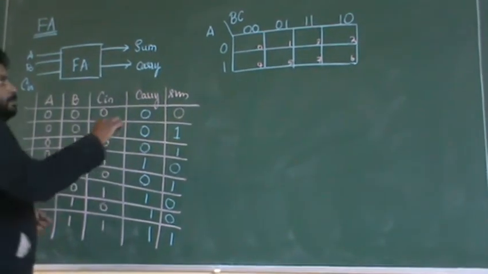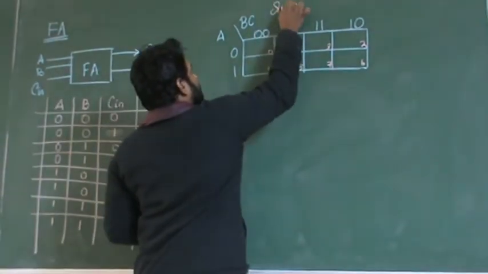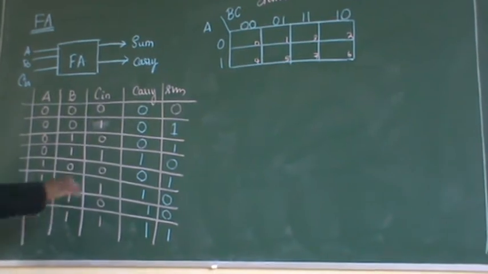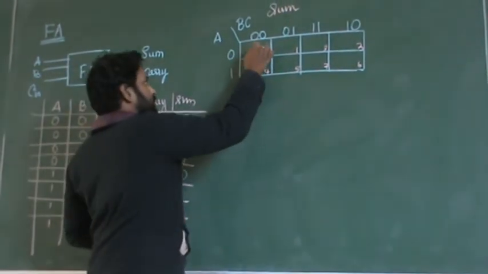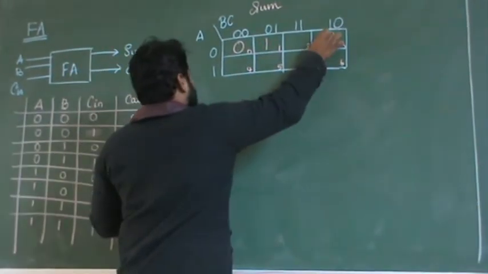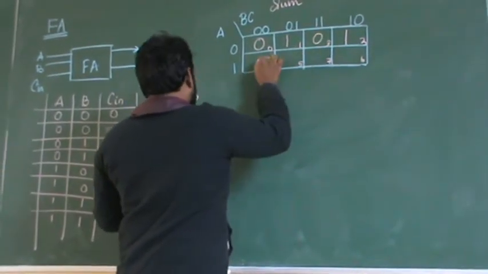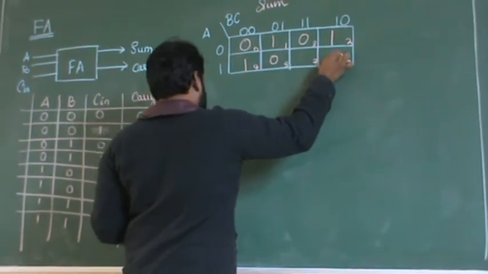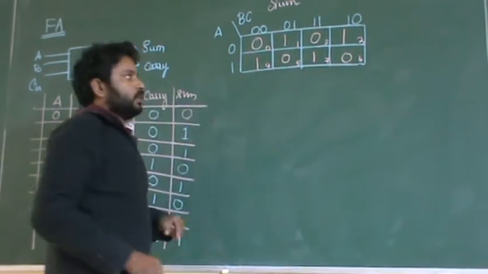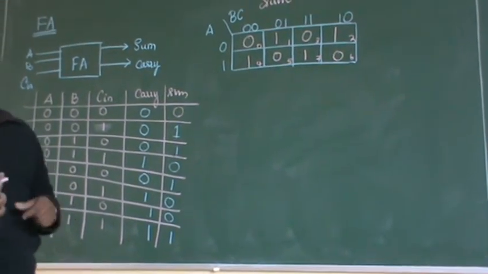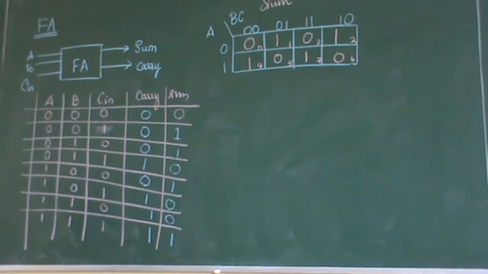Okay, now let me write the K-map for sum first. So the 0th cell has to be filled with 0, the first cell with 1, the second cell with 1, the third cell with 0, the fourth cell with 1, the fifth cell with 0, the sixth cell with 0, and the seventh cell with 1.